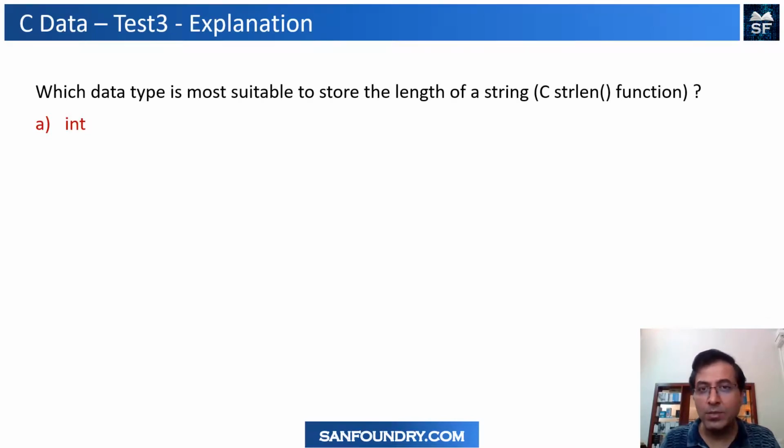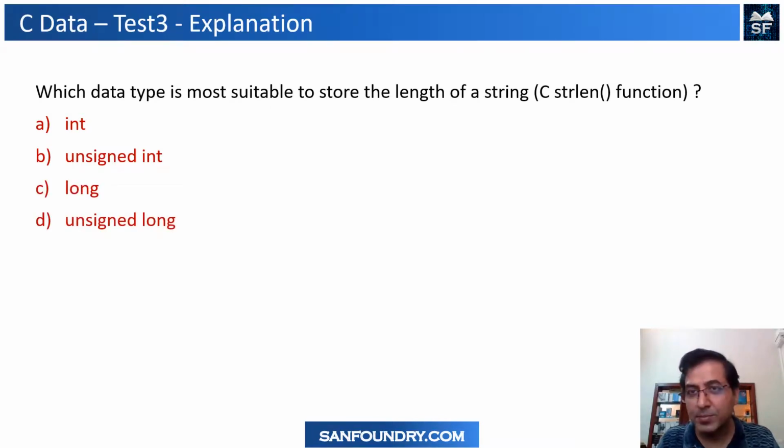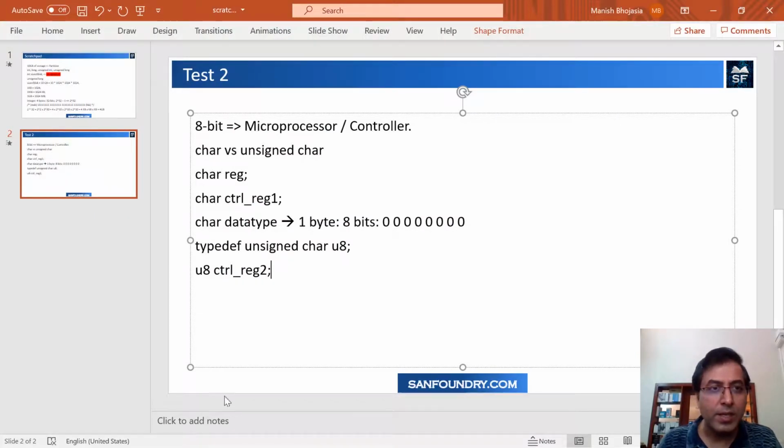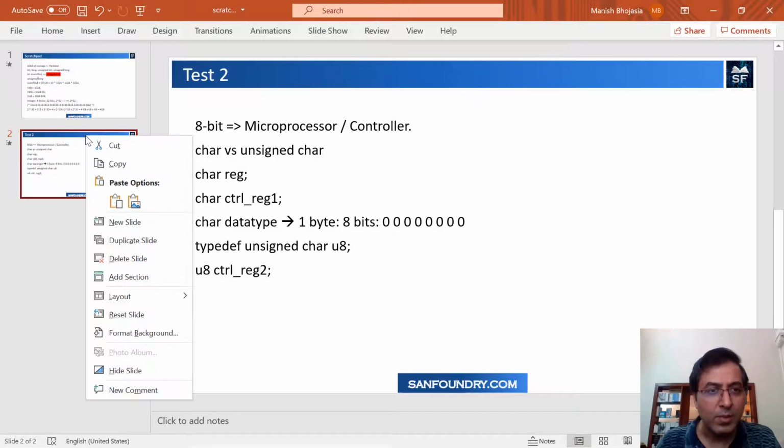So which data type is most suitable for storing the length of a string? Int, unsigned int, long, unsigned long. The answer is unsigned long. But if you already know the real logic behind it, then it's pretty good. But I will explain more on why the answer is unsigned long at this point of time, okay. So let's go into the sketchpad and try to understand more, okay. Now I think it's easy for us to relate to. Let me duplicate it once, okay.